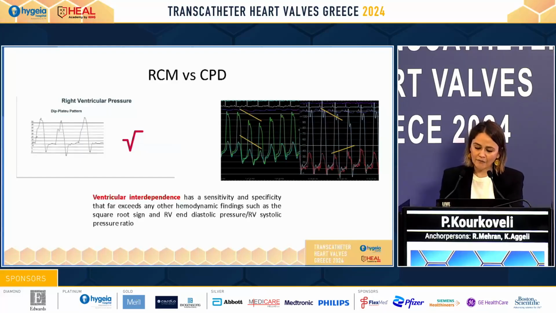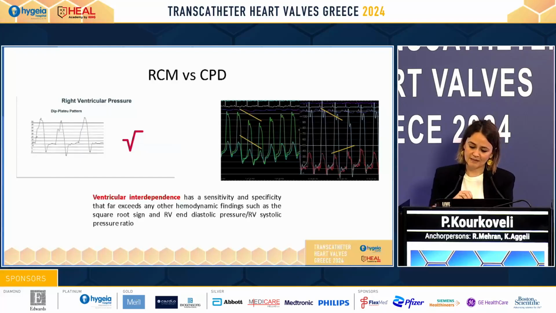So when we have an increase in inspiration of both the RV and the LV pressure, and an increase in the diastolic pressures as well, this is indicative of restrictive cardiomyopathy. On the other hand, when we have an increase in right ventricular pressure, but this does not follow with an increase in LV pressure, this is a sign of constrictive pericarditis.